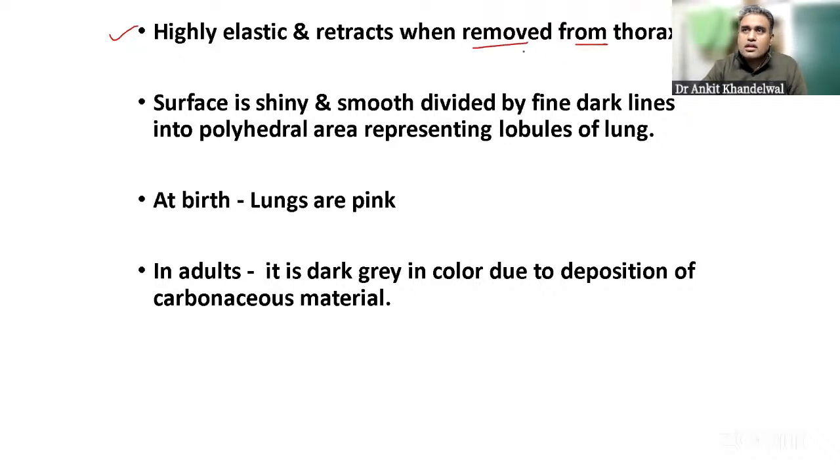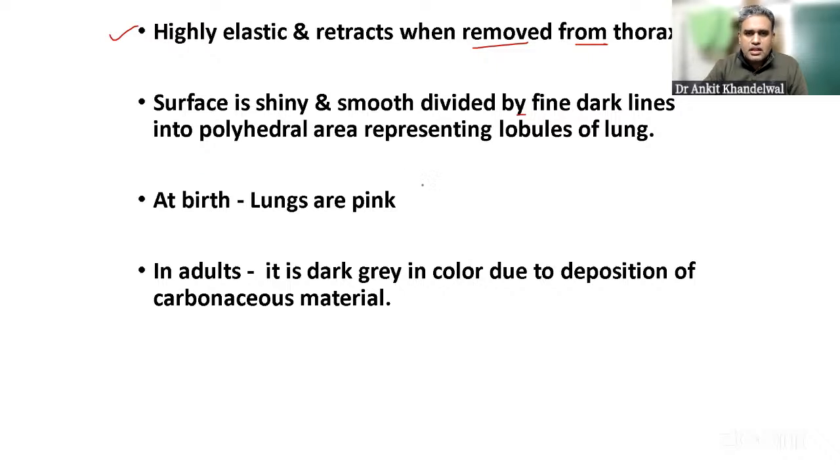Okay, though in the dissection hall, whatever you get are actually all mounted. They are not a normal dead body over there. They are all mounted, meaning formalin mounted. So every tissue is fixed. But even then, you can understand a few things over here. Surface is shiny, smooth, divided by fine dark lines.